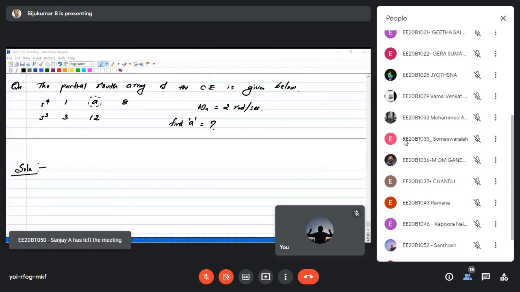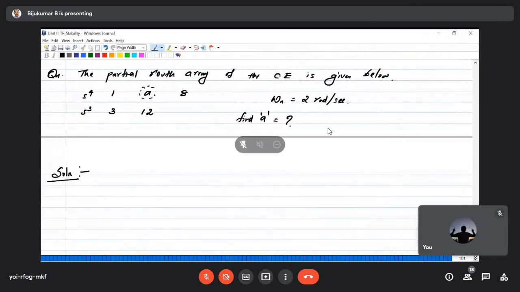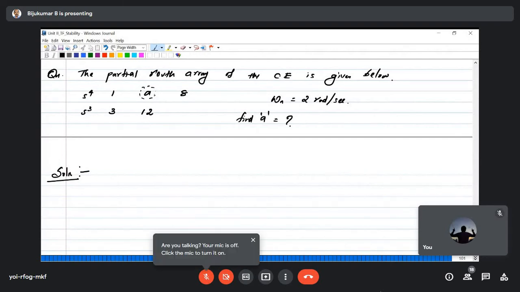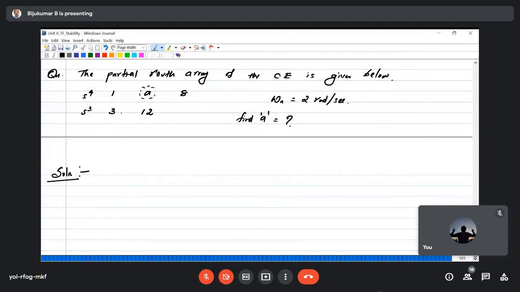Okay. So anyway, I will also solve it. Hope everyone knows it, because in this question we don't need to worry about the other poles, right? Because we don't know the maximum order of the characteristic equation, as it is mentioned as partial Routh array. Only we want to find the magnitude of A. At what magnitude of A will the system oscillate, right?